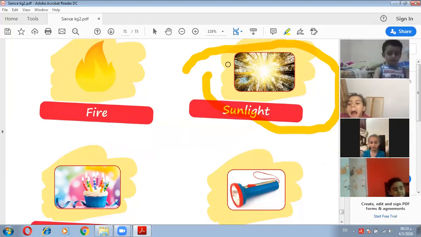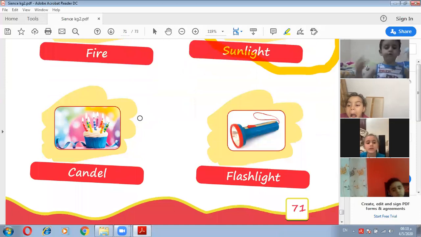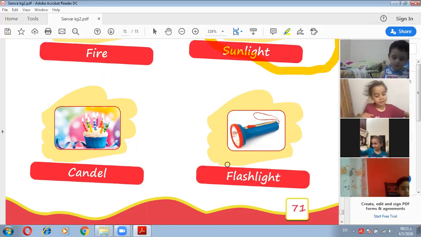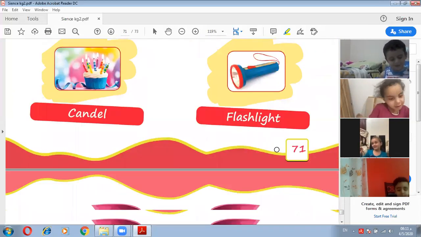Candle, okay? So the sunlight, and what is this? It's a candle. Super. It also gives us light. When we turn it on, it gives us light. Flashlight. Yes, flashlight. Super. A flashlight is a non-natural light, but it gives us light and helps us to see the things around us. We can turn on this flashlight when the electricity is turned off.